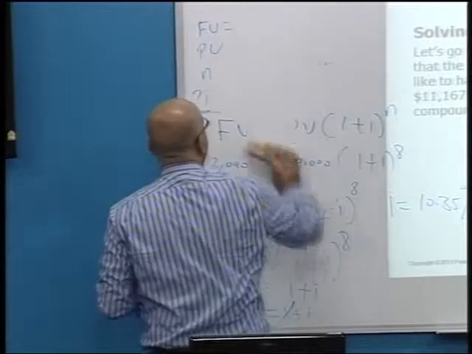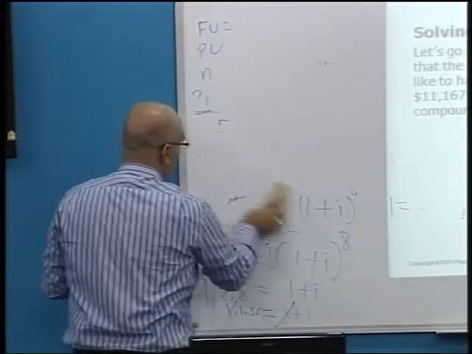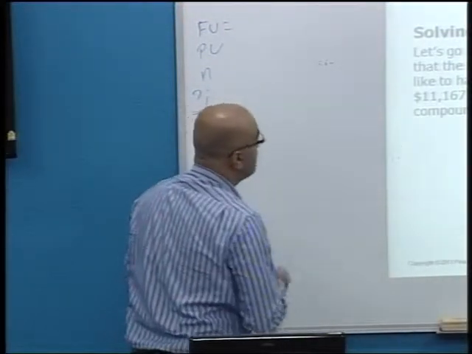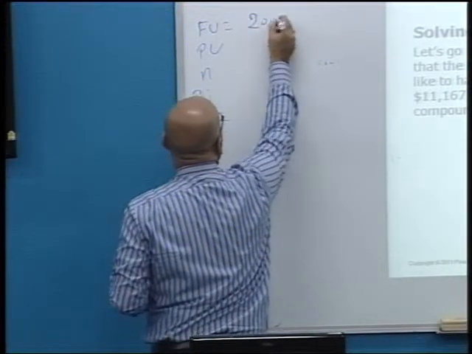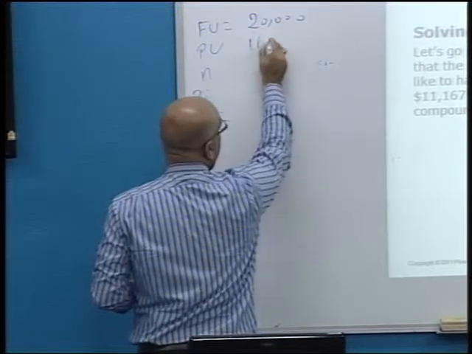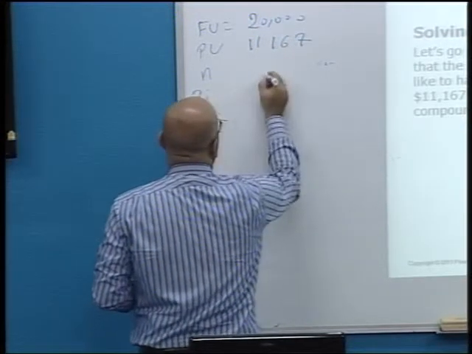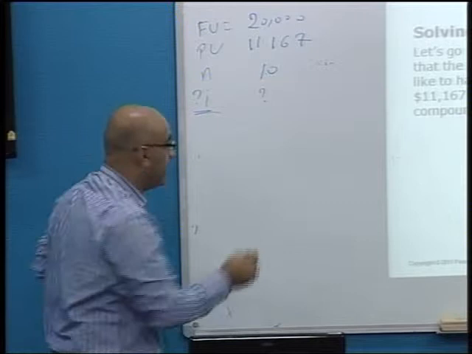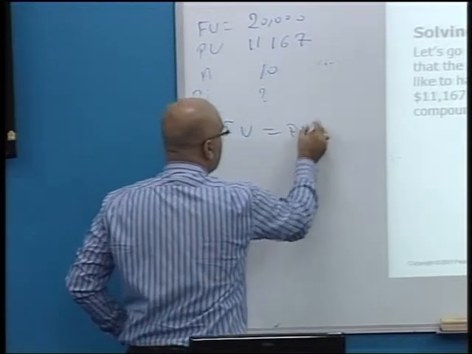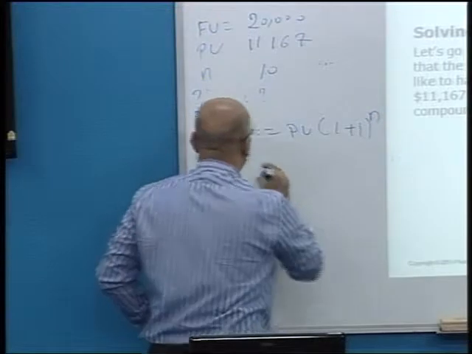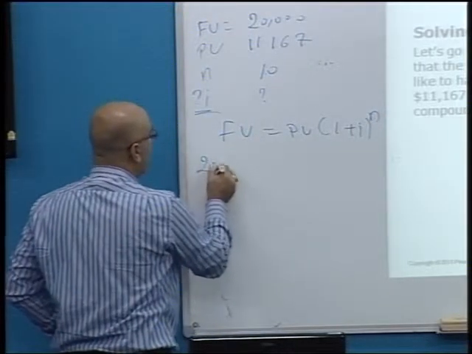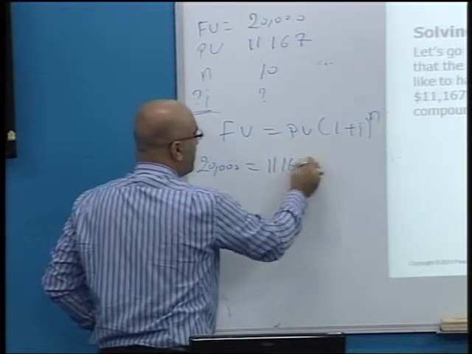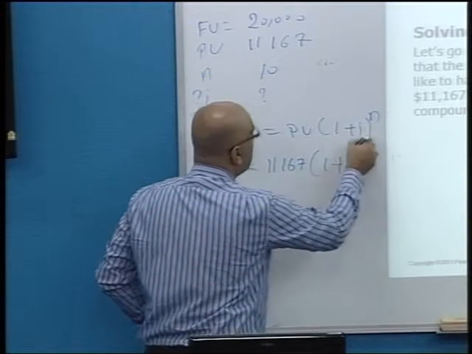Okay, so we will go back to the same question. Now, the future value is $20,000. The present value is $11,167. N is 10. We don't know I, so we want to estimate I. So the future value is equal to the present value times 1 plus I to the power n. The future value is $20,000, which is equal to $11,167 times 1 plus I, we don't know I, to the power 10.